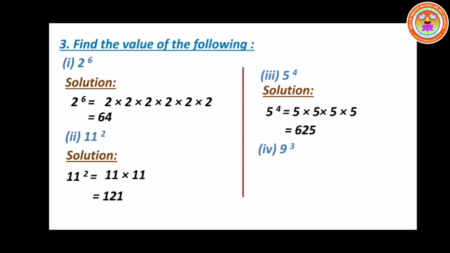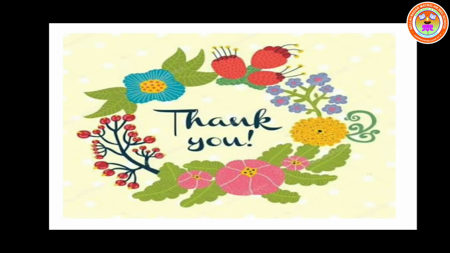Okay. Subdivision 4. 9 to the power of 3. You can say this as 9 cube or 9 to the power of 3. Solution: 9 to the power of 3 can be written as 9 into 9 into 9. So 9 9s are 81, 81 9s are 729.